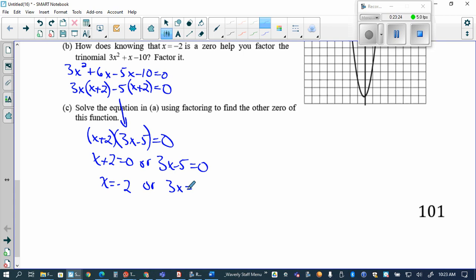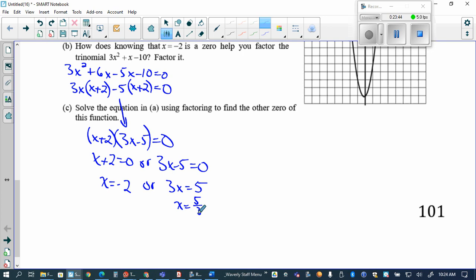Does anybody know what 0 plus 5 is? 5. Okay, thank you. And what do we do now? Divide by 3, you get x equals 5 thirds. I add 5 and divide by 3. What now?